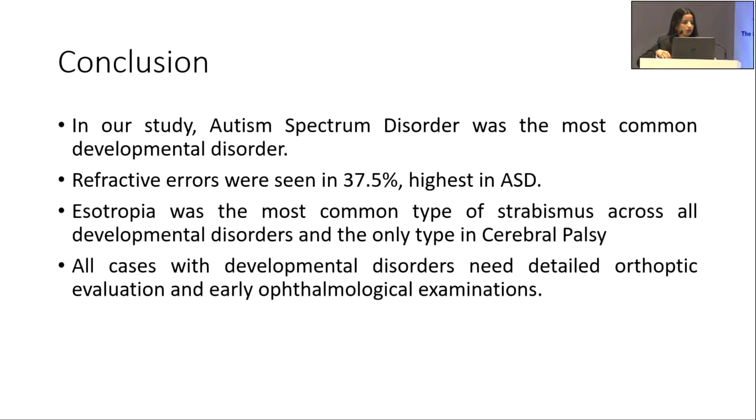The conclusion is that in our study, autism spectrum disorder was the most common developmental disorder. Refractive errors were seen in 37.5%, which was highest in ASD. Esotropia was the most common type of strabismus across all developmental disorders and the only type in cerebral palsy. All cases with developmental disorders need detailed orthoptic evaluation and early ophthalmological examination.